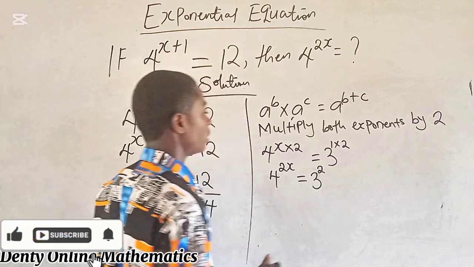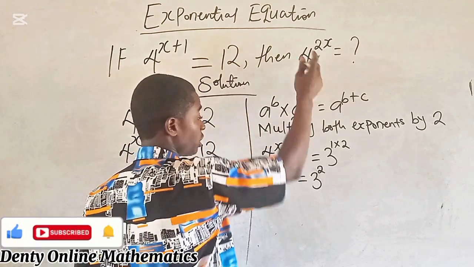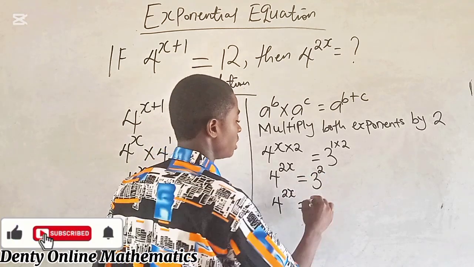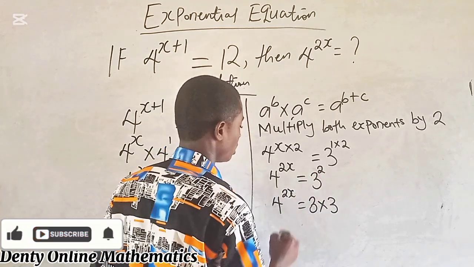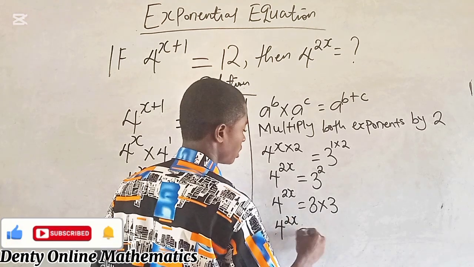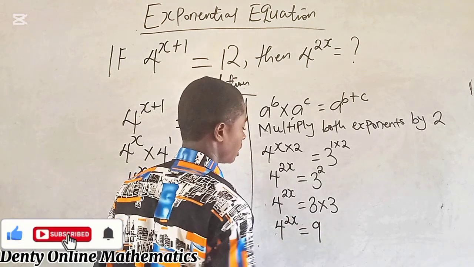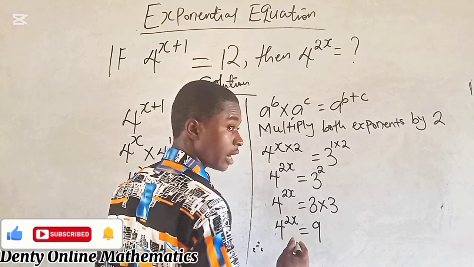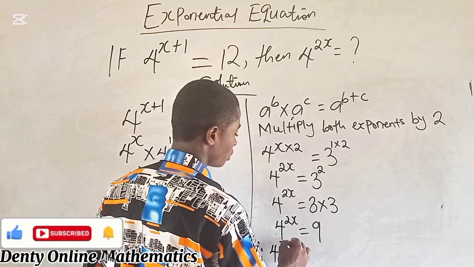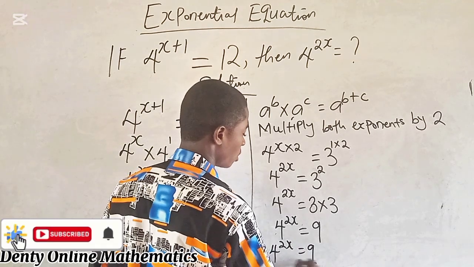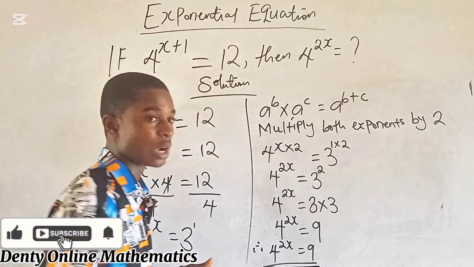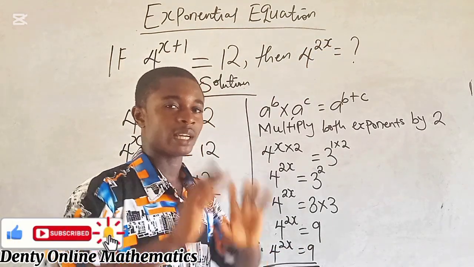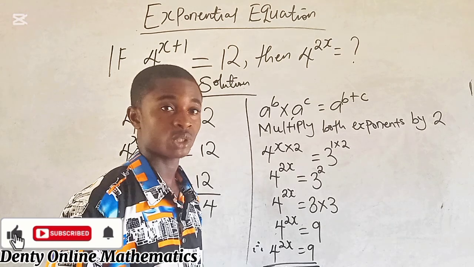Now, remember we are looking for 4 raised to the power of 2x. So 4 raised to the power of 2x is equal to 3 squared, which means 3 times 3. And then 4 raised to the power of 2x is equal to 3 times 3, which is 9. So I can say, therefore, 4 raised to the power of 2x is equal to 9. So the actual value that satisfies 4 raised to the power of 2x is 9. And that is the final solution to this problem.